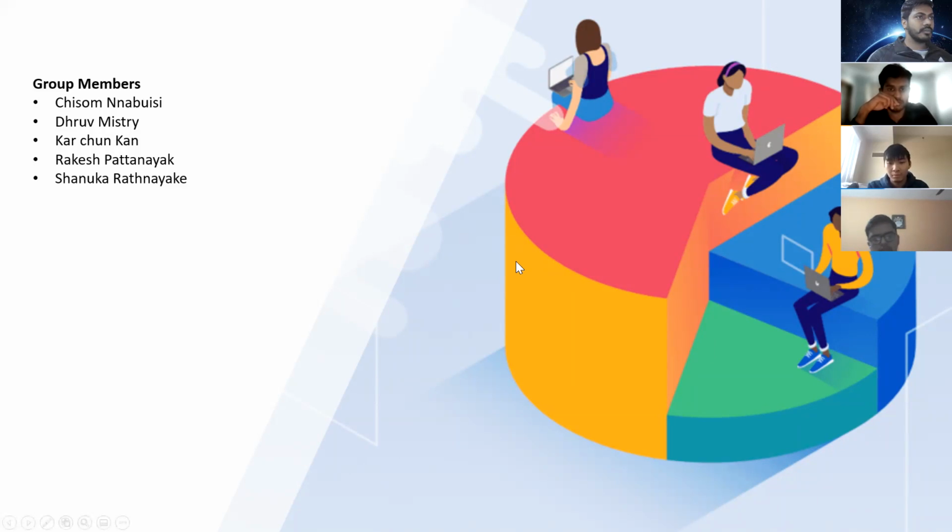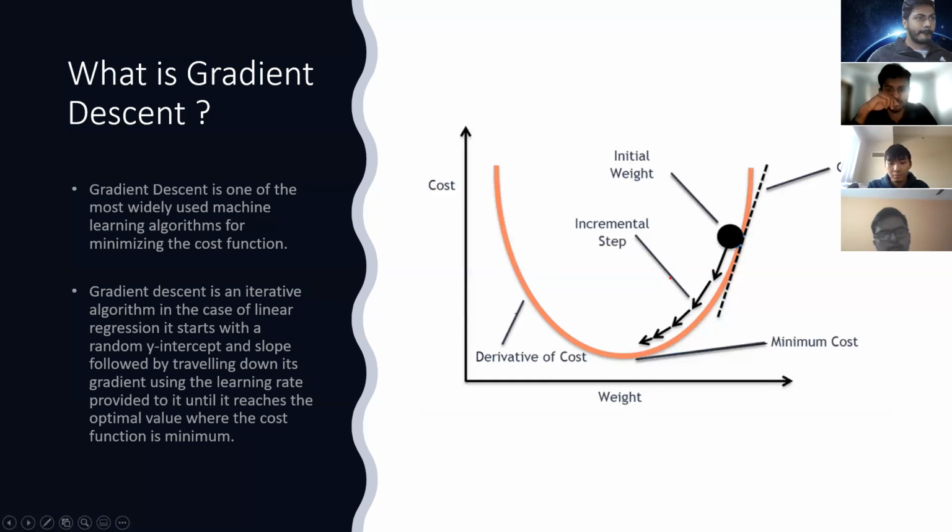Thank you, Rakesh. I'll continue from here. So, before knowing stochastic gradient descent, we should know gradient descent because they are pretty much similar. Gradient descent is one of the most widely used machine learning algorithms. It's used to minimize the cost function.